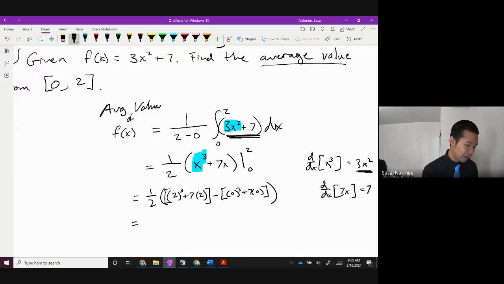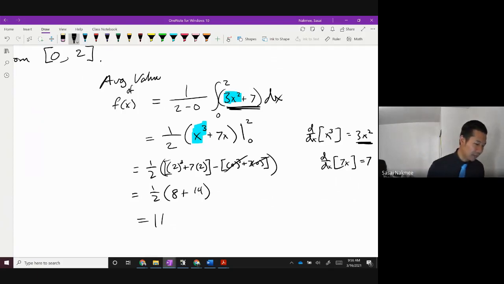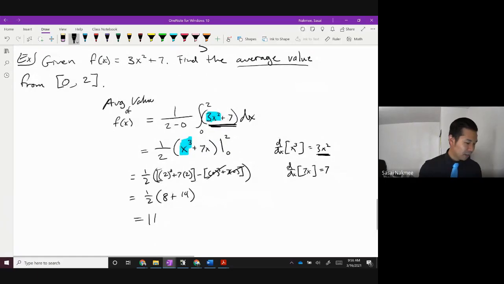Okay, evaluating this out, I have here 1/2. 2 cubed is going to give me 8 plus 7 times 2 is going to give me 14. 0 and 0 is going to cancel out to 0. So I have over here 8 plus 14, which is going to give me 22. Half of 22, the average value is 11. The average value is 11. So that's how to calculate the average value.